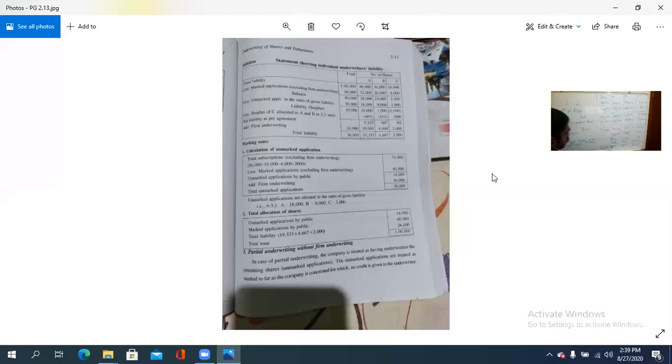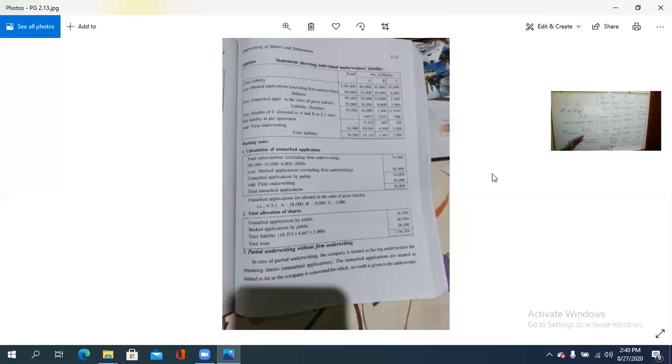Total liability 26,000. So once again we will discuss this. 1 lakh is the gross liability that is to be apportioned, given in the question as 60,000 for A, 30,000 for B, and 10,000 for C. Marked application is already given in the question as 60,000, 32, 20, and 8 for each case. So the balance we are getting. Then we need to calculate the unmarked application including firm underwriting. So how much is the unmarked application? 60,000. Out of the 60,000, the total subscription is 90,000, out of the 90,000, including the firm underwriting of 16,000.